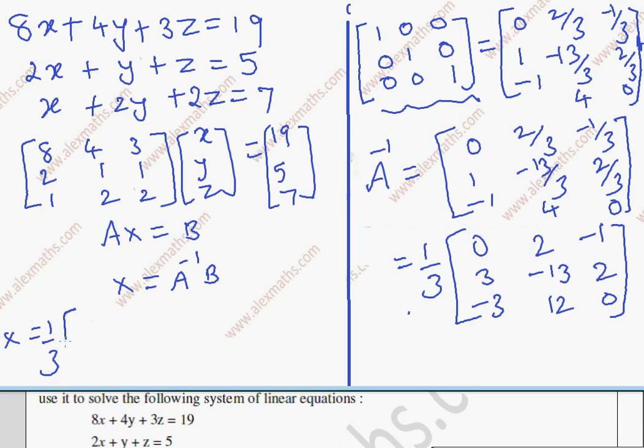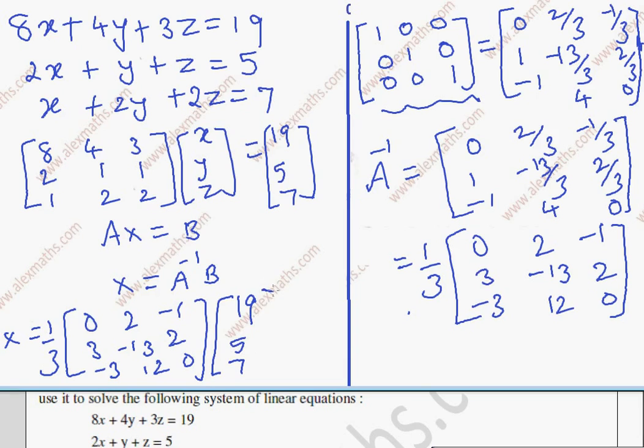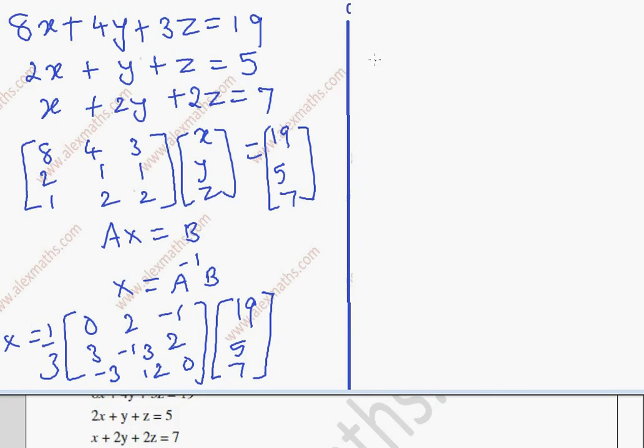So 1 by 3 into [0, 2, minus 1; 3, minus 13, 2; minus 3, 12, 0]. We have to multiply this with [19, 5, 7]. After that, we will get the value of X, which is nothing but x, y, z. So we'll do the multiplication here. Now let's multiply. So X is nothing but 1 by 3. We have to multiply this entire row with this entire column.